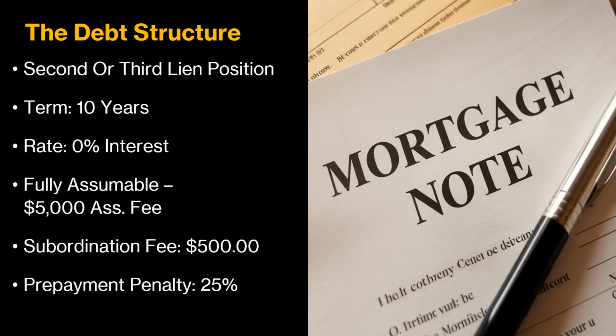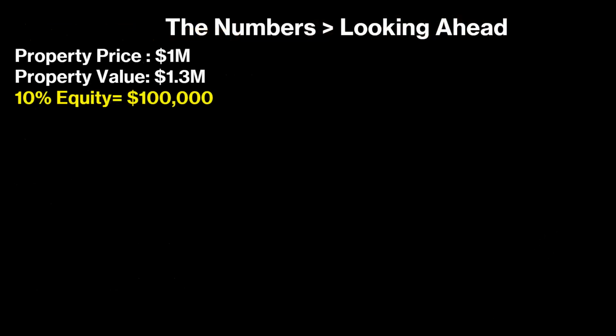And a prepayment penalty of 25%. Whoa, what? Yep, 25%. You say, why would you pay off a zero interest loan? My rationale is that if you want to pay off a zero interest loan, then you should pay for that benefit. And that's a 25% prepayment penalty. All right? What's the message in that? The message is that we don't want the loan paid off. And if you want to pay it off, then there's a penalty. So here's the numbers, and here's what the actual property looks like.